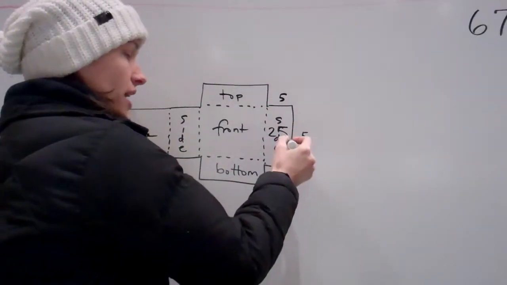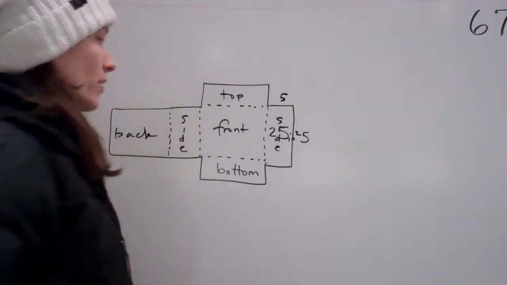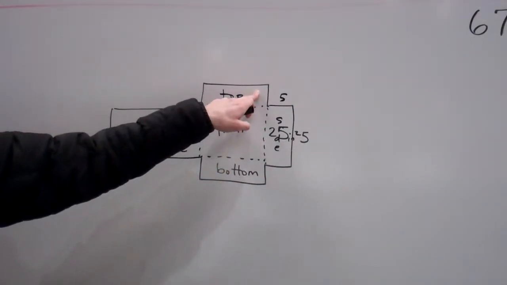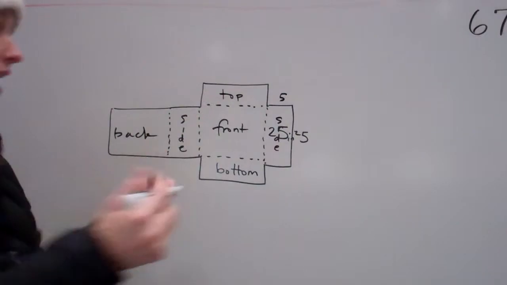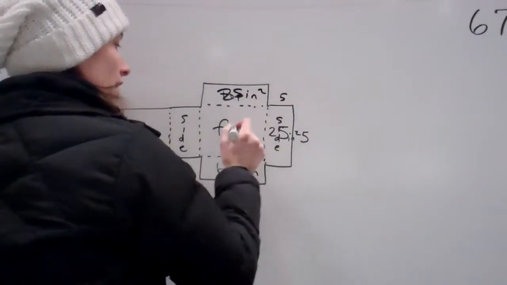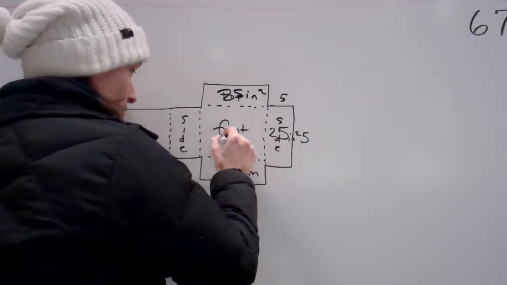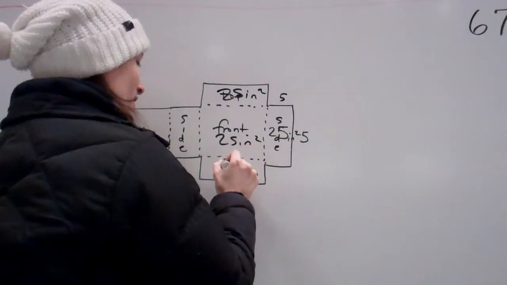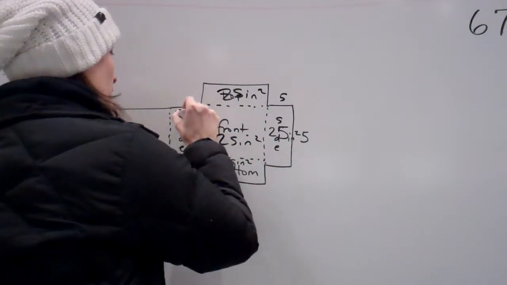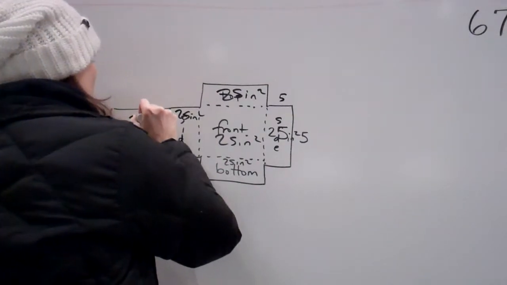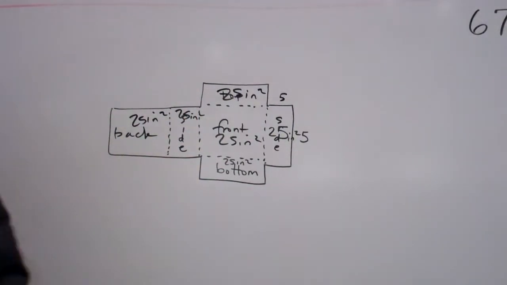Very good. And let's just say inches squared. Okay? What would my top be? 25 inches squared. Okay, front? 25 inches squared. Bottom? 25 inches squared. Side? 25 inches squared. Back? 25 inches squared. Okay?